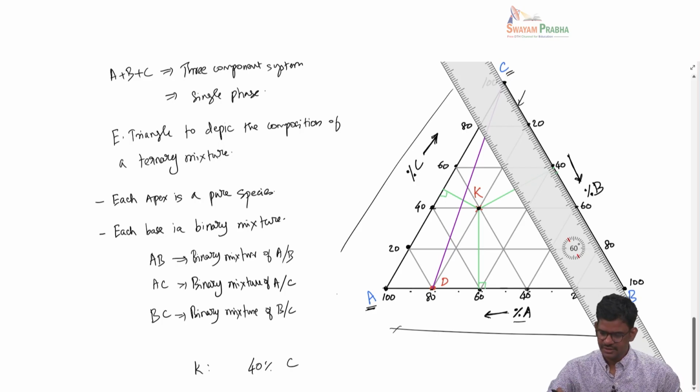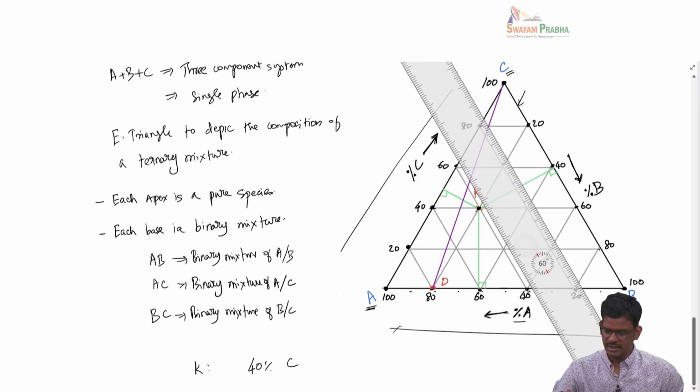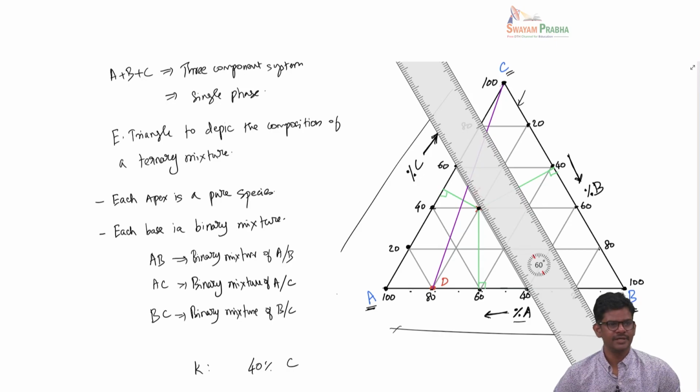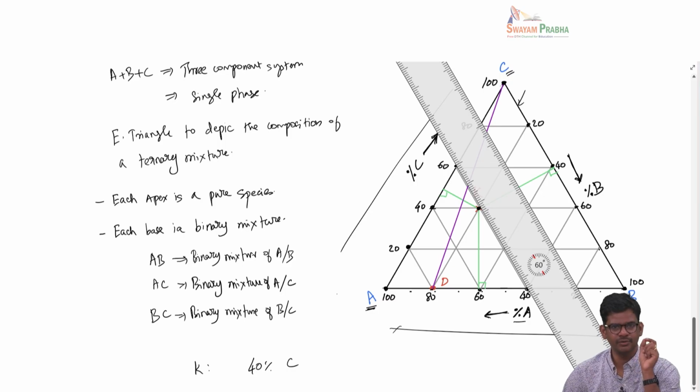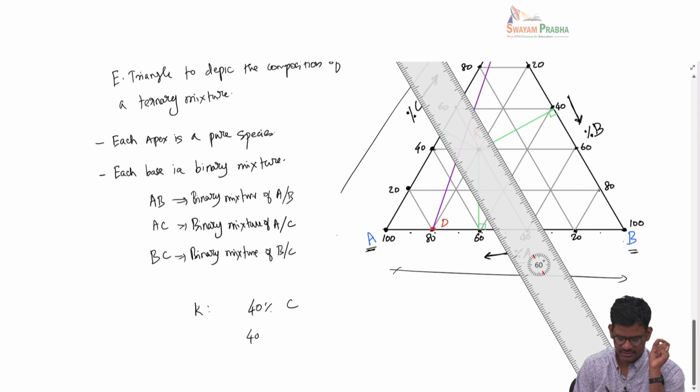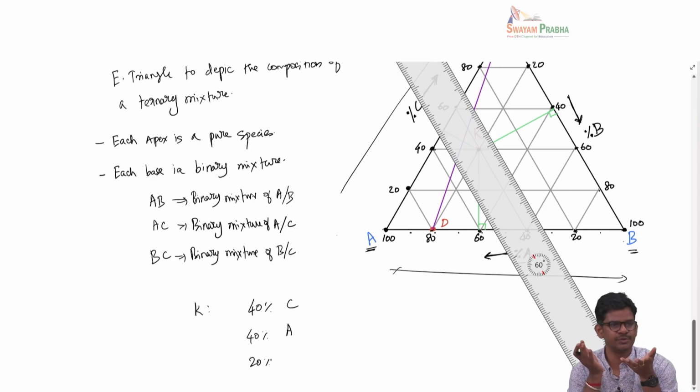I move this ruler parallelly and reach this point K here, where the axis for A increments from the baseline AB. A is 0 here, and I move and come to this point, and I read this point as the amount of A present corresponding to point K. So this also is 40% A.